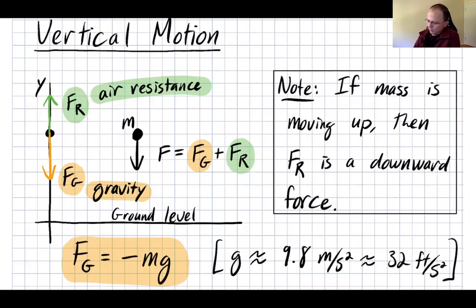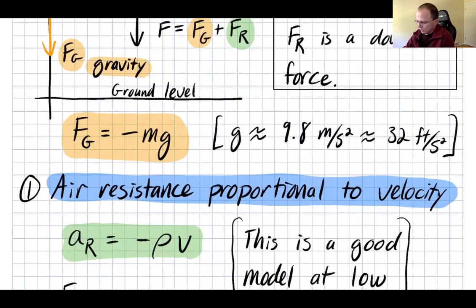And just to note, if the mass is moving up, then the force due to air resistance will be down. So that will be causing a further deceleration. If we're going up, then we're getting a deceleration due to gravity and also a deceleration due to the air resistance. So we'll have to keep that in mind. All right, so let's have a look.